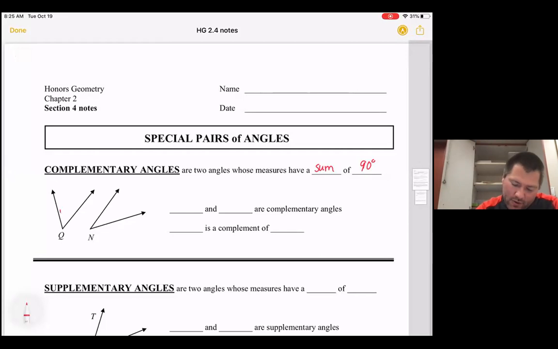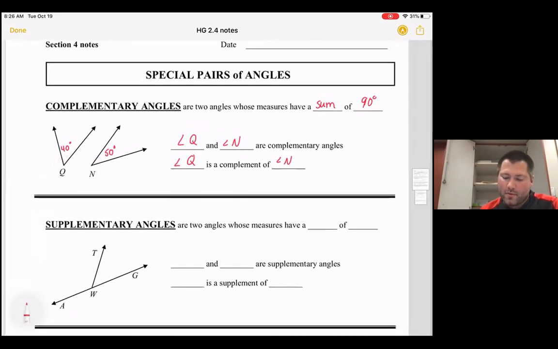So in our example, let's add in some numbers here. Let's call angle Q 40 and angle N 50. We would say angle Q and angle N are complementary because they add up to 90. Another statement we could say is angle Q is a complement of angle N. So complementary means add to 90. And if an angle is a complement of another angle, that means that angle with the other angle add up to 90. So complement means add to 90.